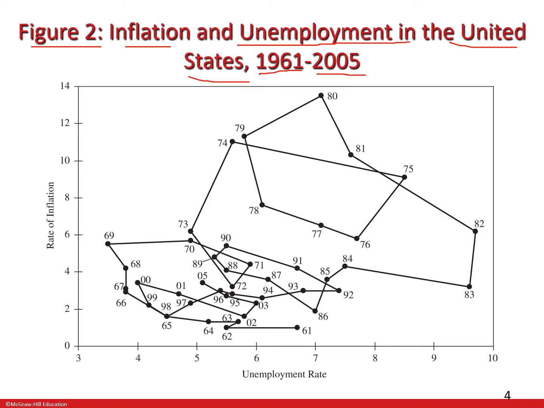From the graph we see 1961, 62, 63, 64, 65, 66, 67, and 69. So there was a negative relationship, or negative correlation, between unemployment and inflation. As unemployment is going down, inflation is going up.